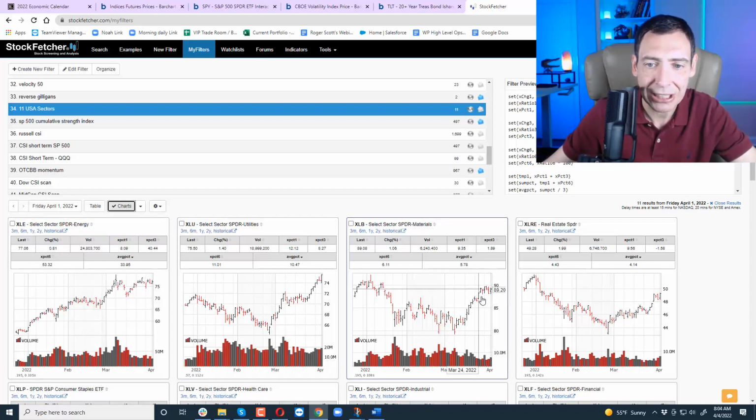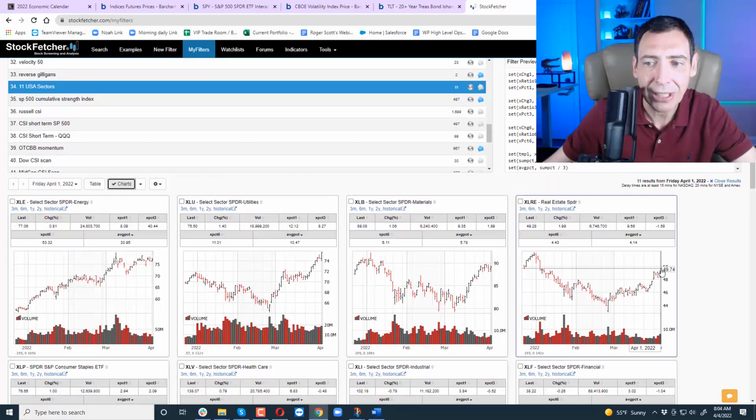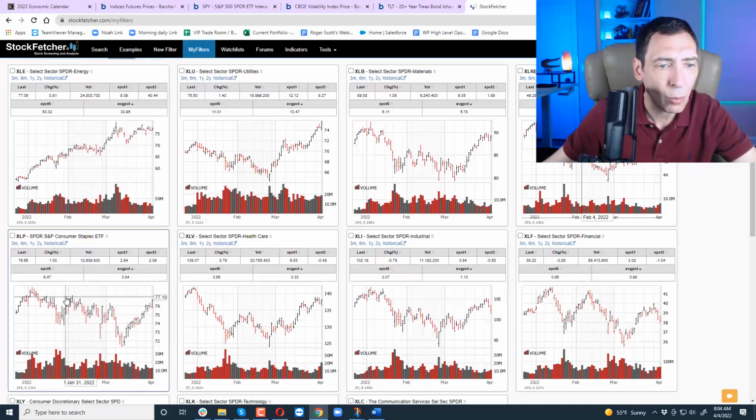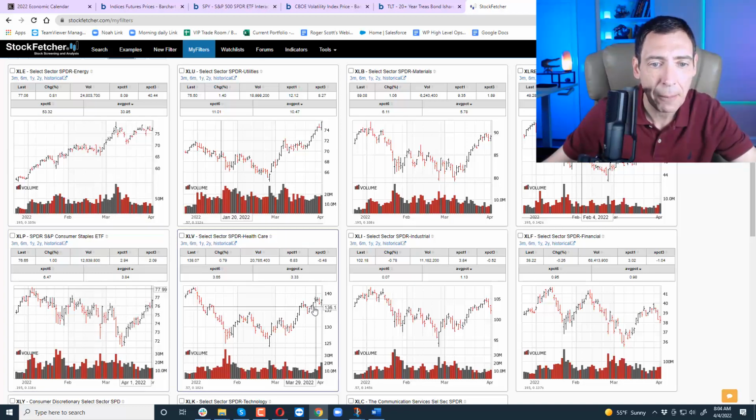Basic materials is congesting, and I like to see a congestion, especially after a long extended run like this, versus it falling right back on its face. This is positive. Real estate looks like it can go up a little bit more. Real estate numbers have been coming out good. Consumer staples are right at that breakout level, so we may congest here for 3 to 5 days and then continue moving forward, kind of like what we're seeing with the energy market right now. Healthcare, very similar with consumer staples.